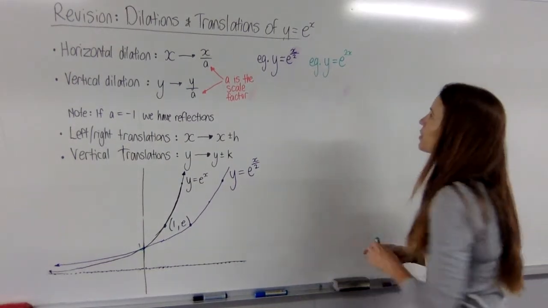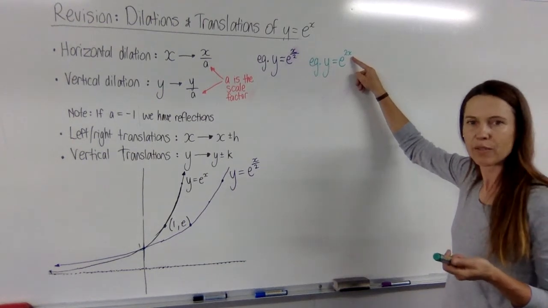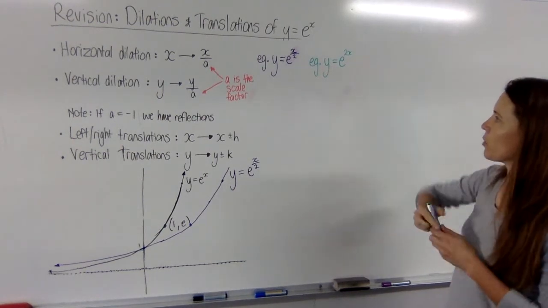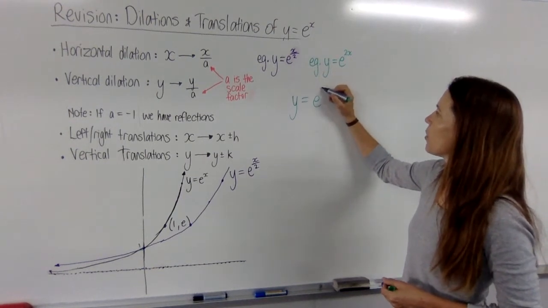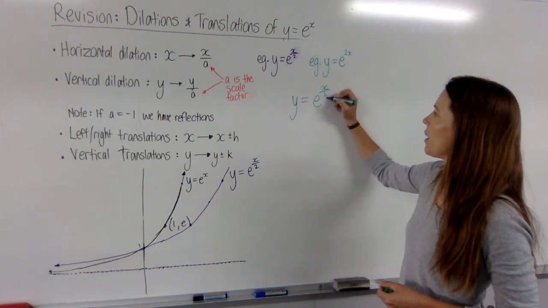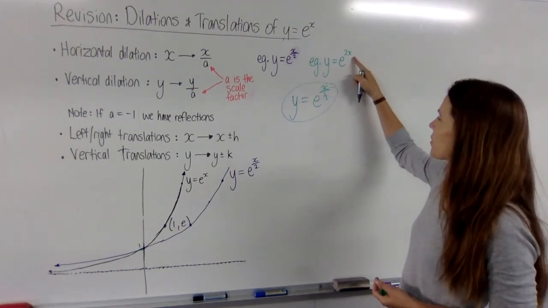Now, one like this actually looks a little bit trickier. Let's do green pen for this one. y equals e to the power of 2x. What's my scale factor here? Well, this is a tricky one because what we've actually got here is y equals e to the power of x divided by a half. But it's in disguise, looking nice and simple like this, 2x.